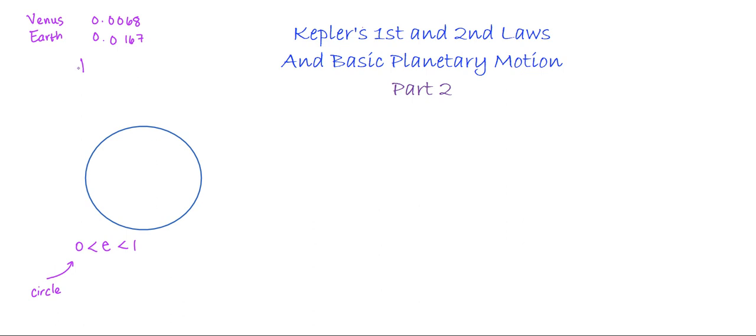Then on the other end of the spectrum, we have planets like Mercury, which of course is our closest planet, with an eccentricity of 0.2056. So quite a bit larger than these two. Pluto, of course, whether you consider it a planet or not, has a pretty high eccentricity of 0.2488.